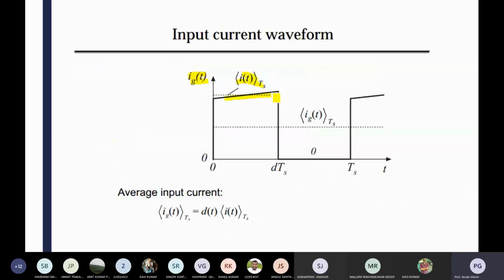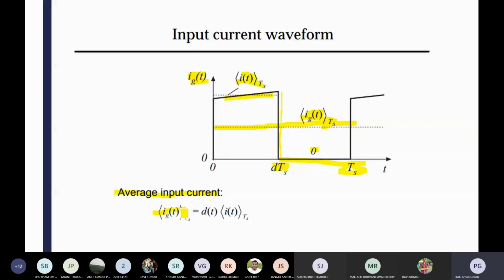Okay, previous equation. Then the dotted line shows the average value, and for the on time you are getting that ramp up of the inductor current, then it suddenly goes to 0 and maintains 0 up to Ts, meaning the full switching period. So it's your average value. You are getting the expression of Ig over the time period Ts. So here you are able to calculate the average input current.